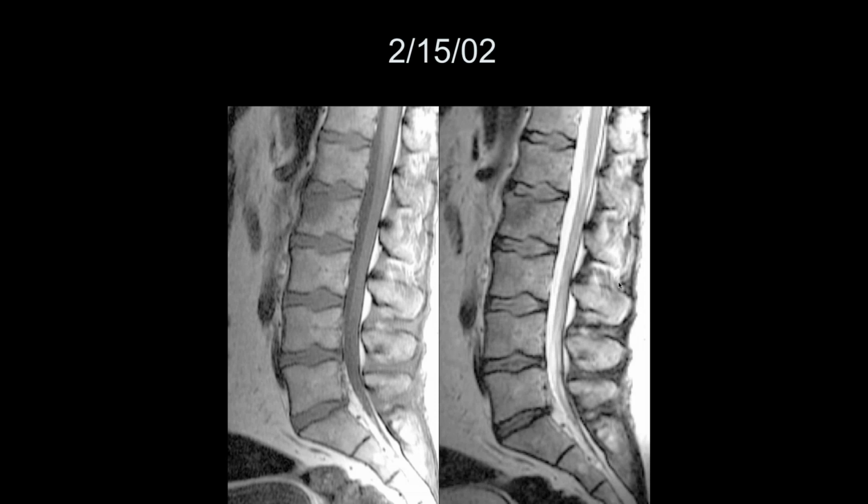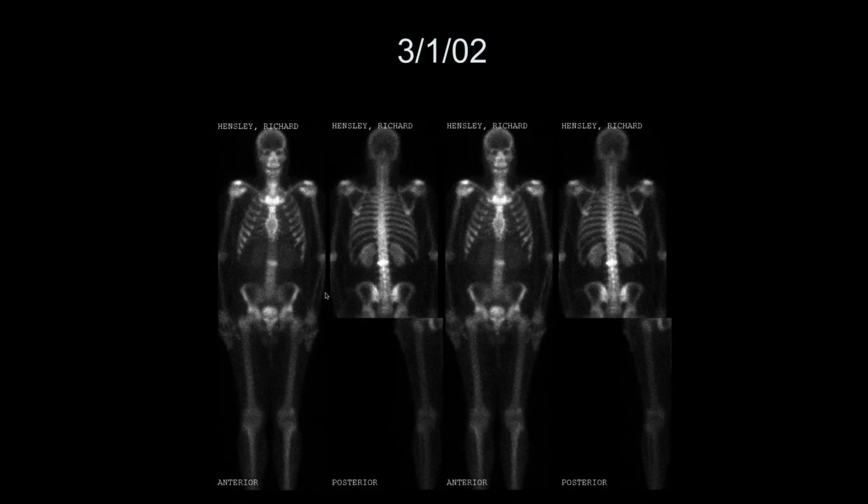T1 on the left and T2 on the right. Looks like focal marrow replacement in 5, 4, 3, 2. And I don't think that we're seeing the superior end plate too well. Maybe it's still discontinuous, questionable. It's not degenerative. Two weeks later, that's the bone scan. It's not helpful, but if we only had this, I would say do an MR. So we have the MR. It's not degenerative looking, so I would want to look at the MR after this.